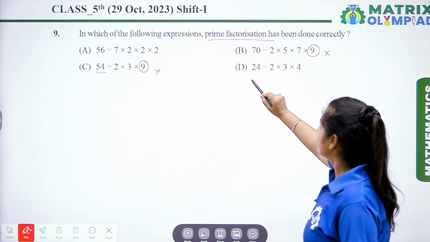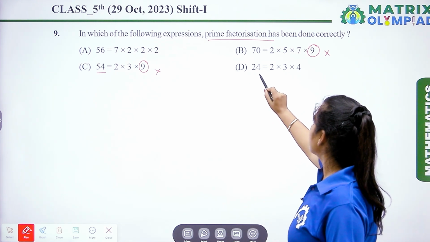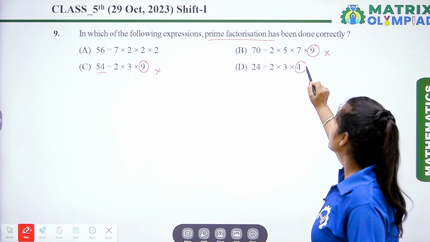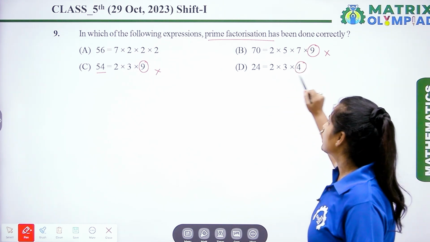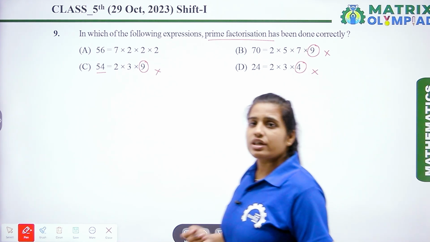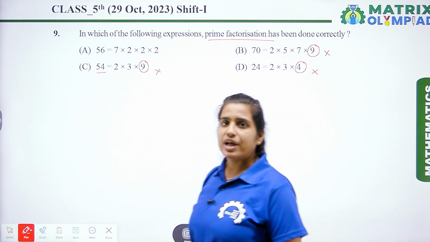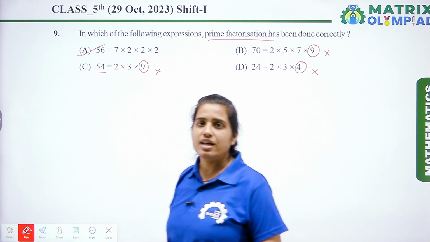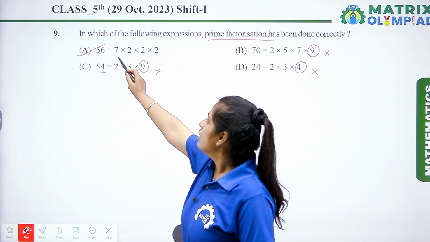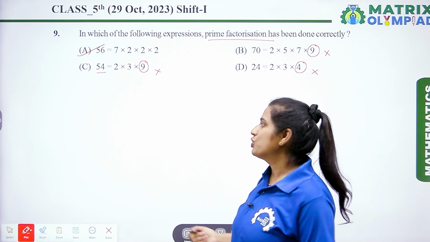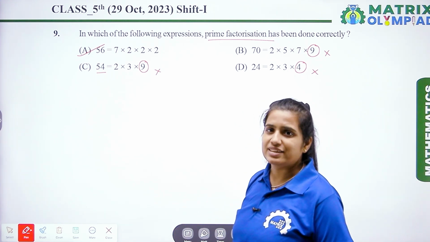Now let's check the last option. 24 is equal to 2 multiplied by 3 multiplied by 4. Here 4 is a composite number. So here we can say that this is also not the correct way of expressing prime factorization. Here option A is the correct answer, because all the numbers are products of prime numbers. So option A is the correct answer.